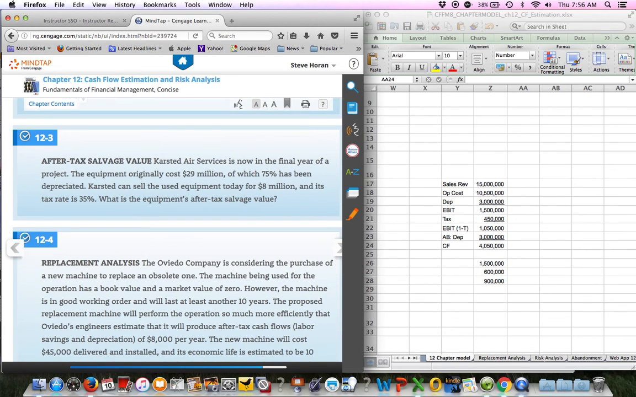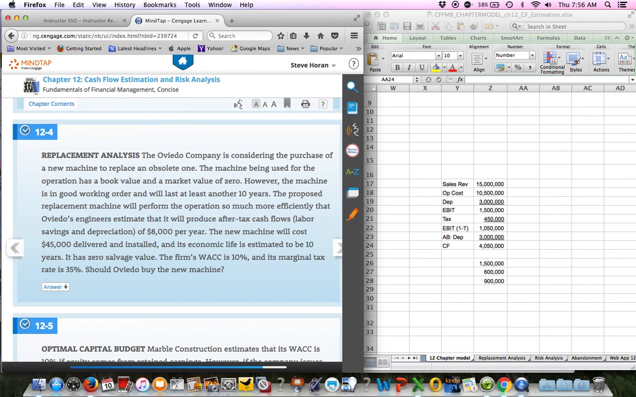Question 3 is replacement analysis. And with replacement analysis, it's basically going to be a little bit of a reminder of your accounting class and the accounting portion where you talk about disposal of fixed assets, of property, plant, and equipment.